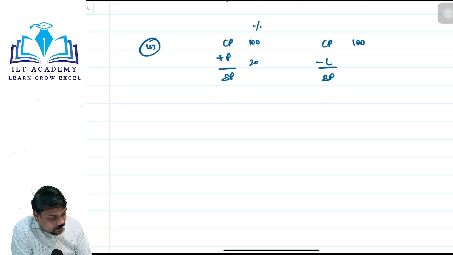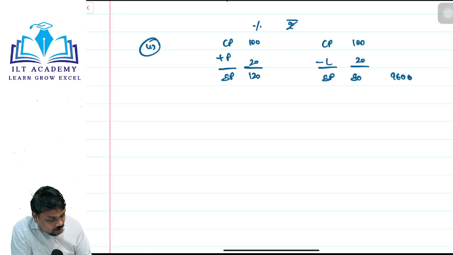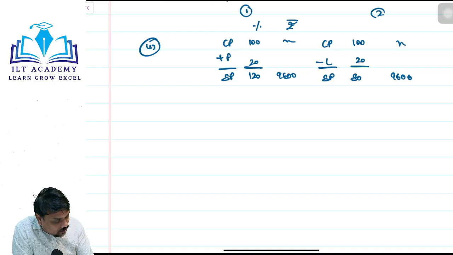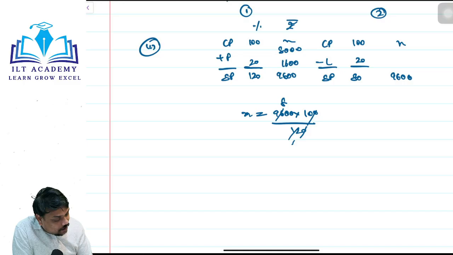20%. And this will be 120. And selling price is given as 9,600. Here also 9,600, and here I can keep it as x. This is situation 1 and situation 2. From this I will get X is equal to 9,600 into 100 divided by 120. The zeros cancel. 12 ones are 8. So that becomes 8,000. So my profit is the difference, that is 1,600. Here, in the same way, 9,600 into 100 divided by 80. 80 ones are 12, so 12,000.